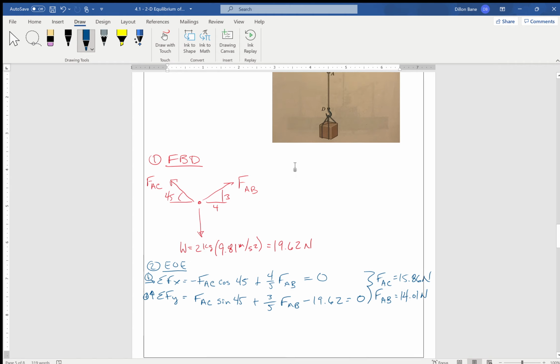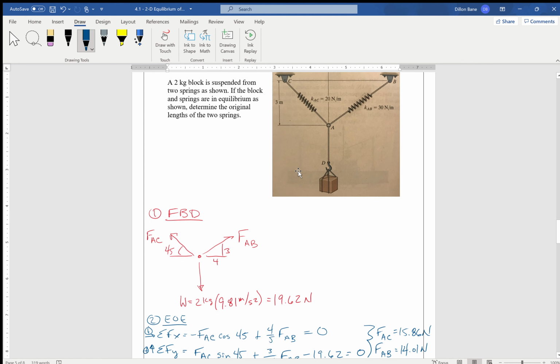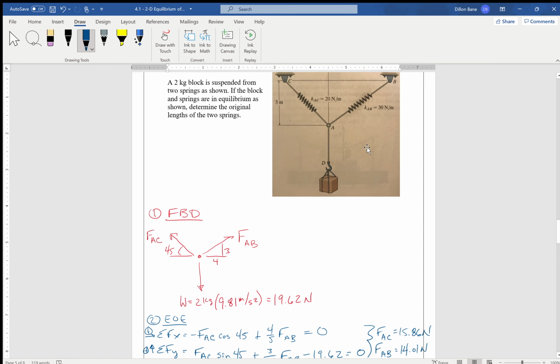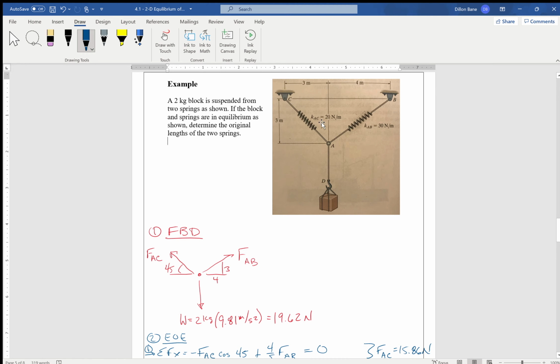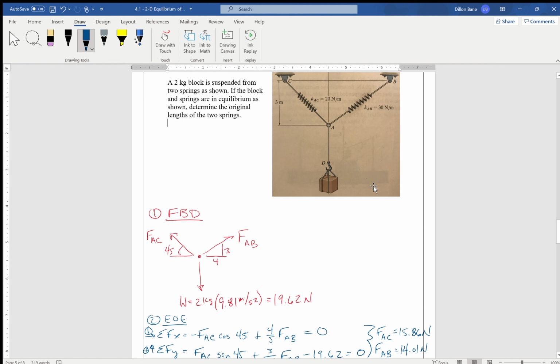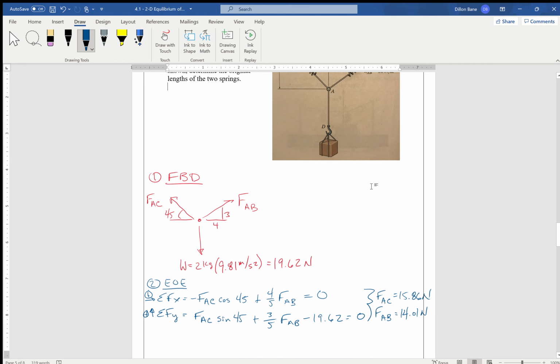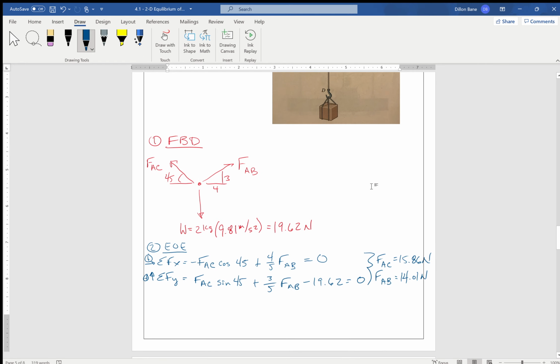So what we have essentially done now is figured out what the force is in each of these springs. The problem wants us to determine the original lengths of the springs. The spring constant of each of them is given to us: KAC is 20 newtons per meter and KAB is 30 newtons per meter. And we know the final shape. So all we have to do is back into what the original length was, given what the force in the spring is.